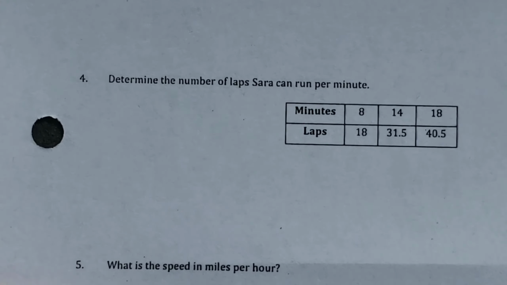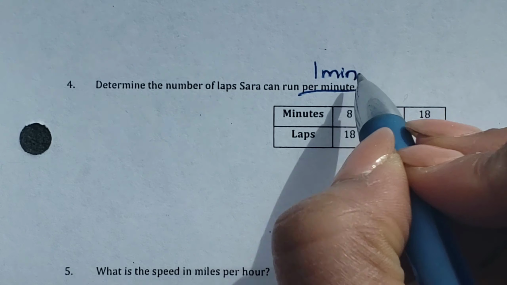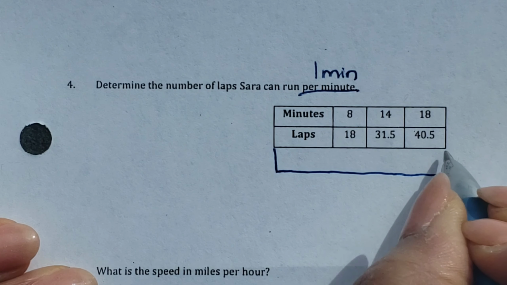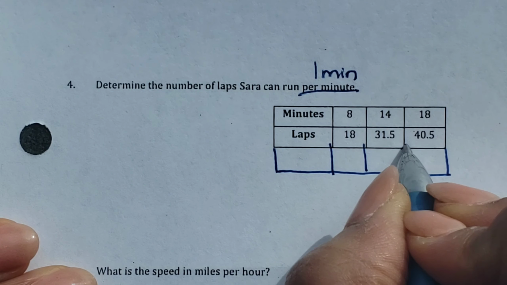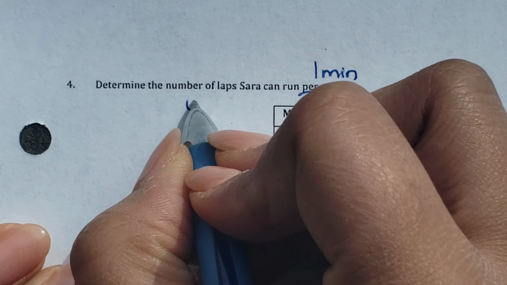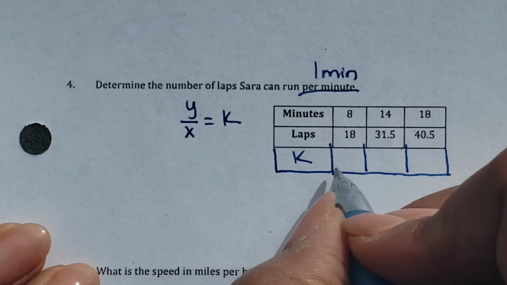All right, let's move on to number 4. We see per again, which means 1, so that means 1 minute. I'm going to draw my little box of K, and that way I know that I am solving for K. So my minutes is my X, and my laps is my Y. Remember, to solve for K, we're doing Y divided by K.